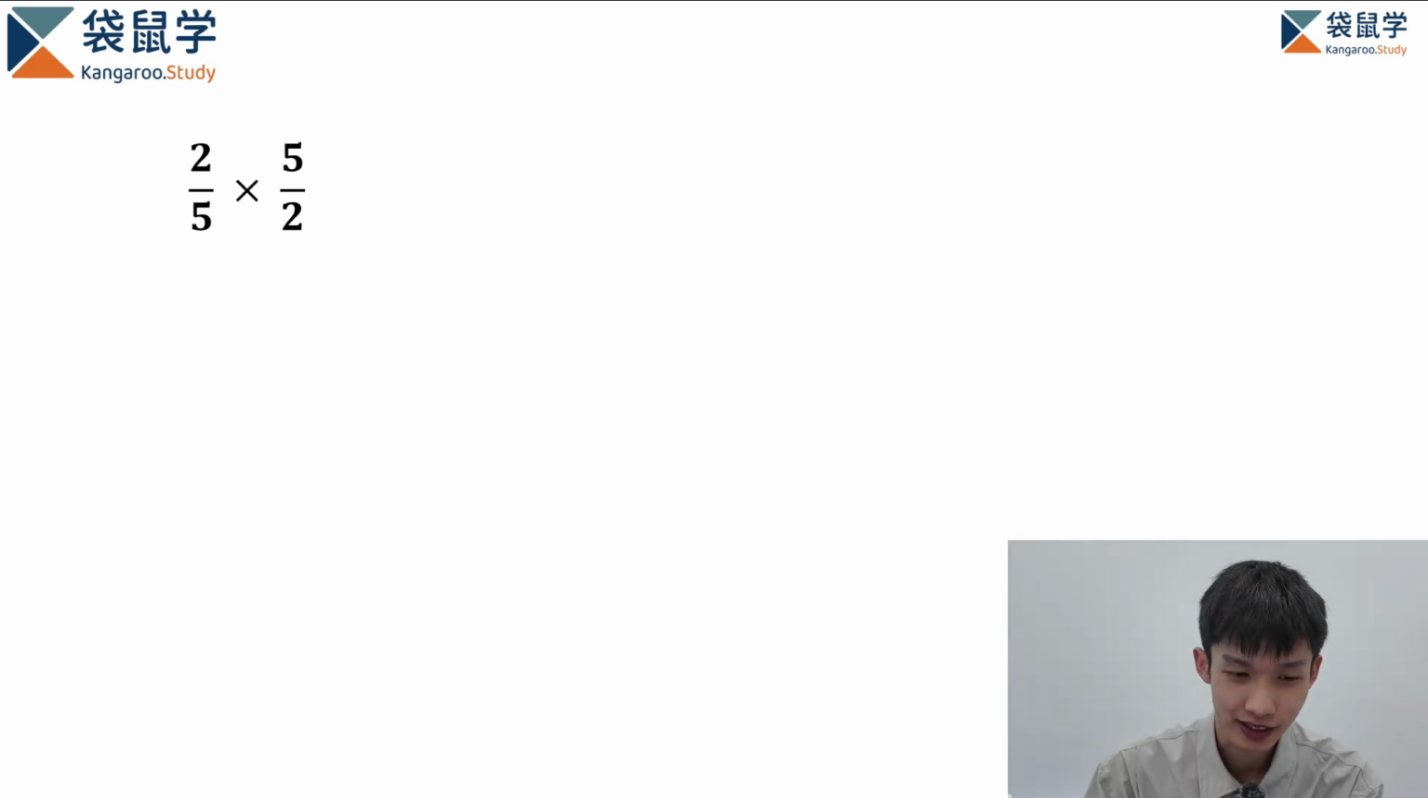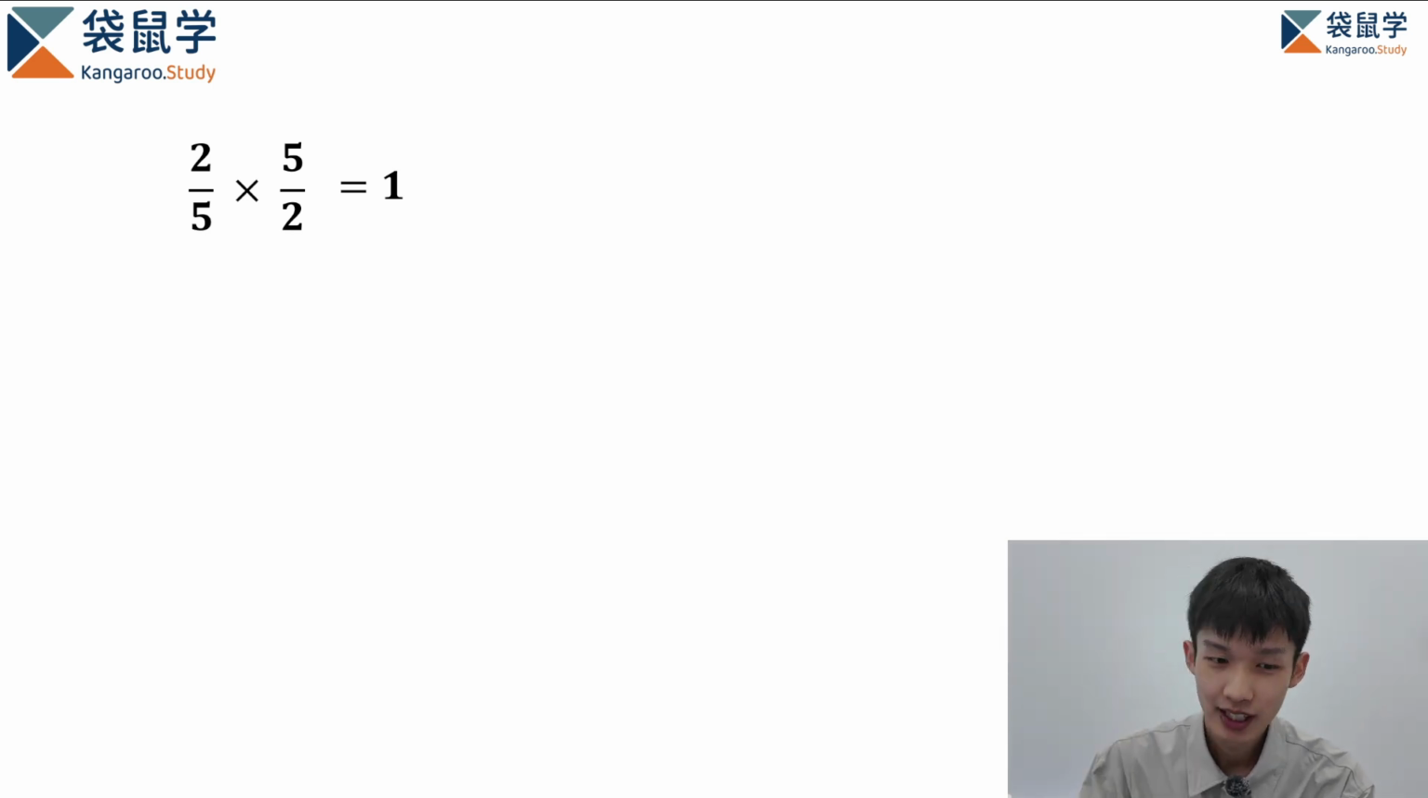Very good. You must be giving me the 1. But why is it 1? The denominator 5 cancels with the numerator 5, and 2 and 2 cancel out. What will be left is just 1. Very good. But next one.